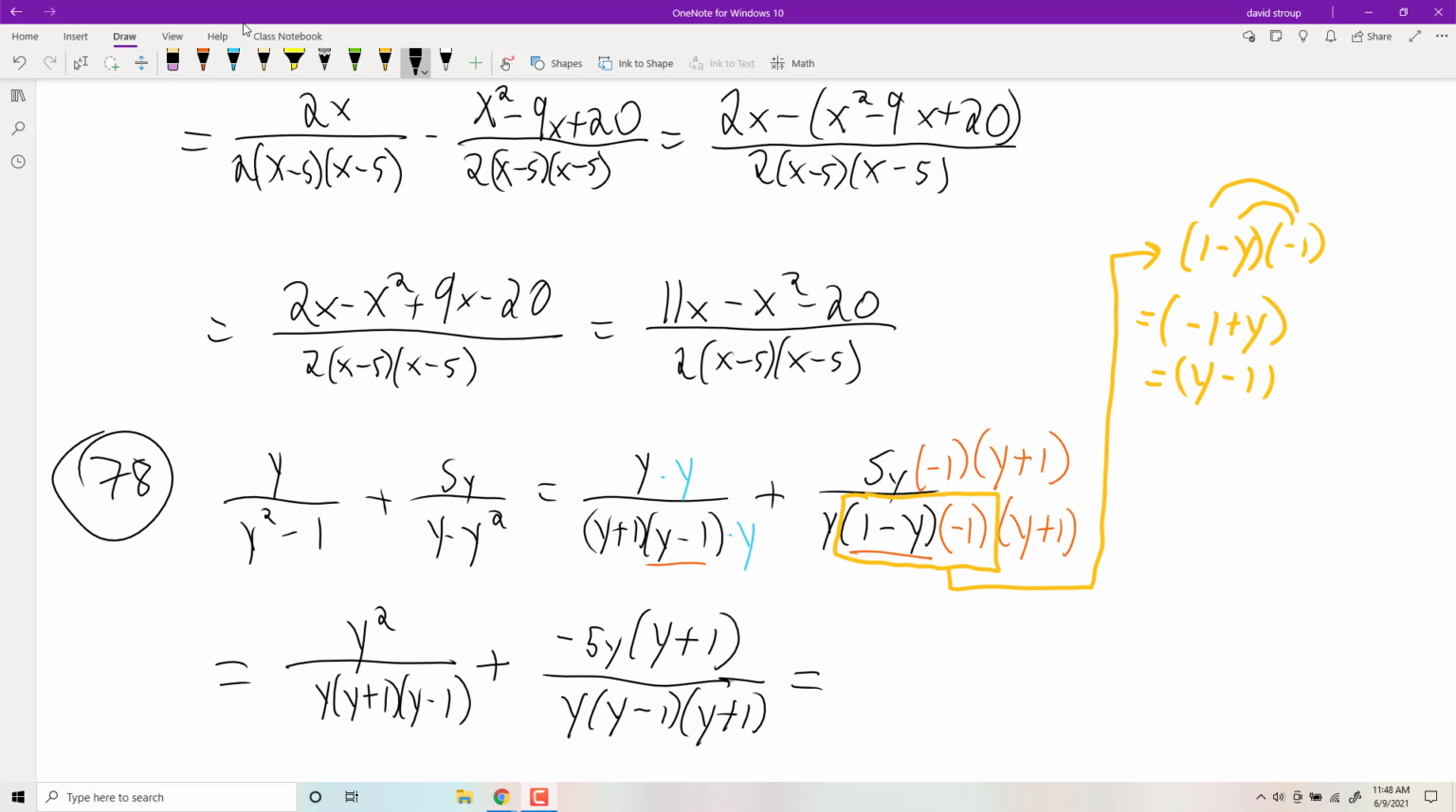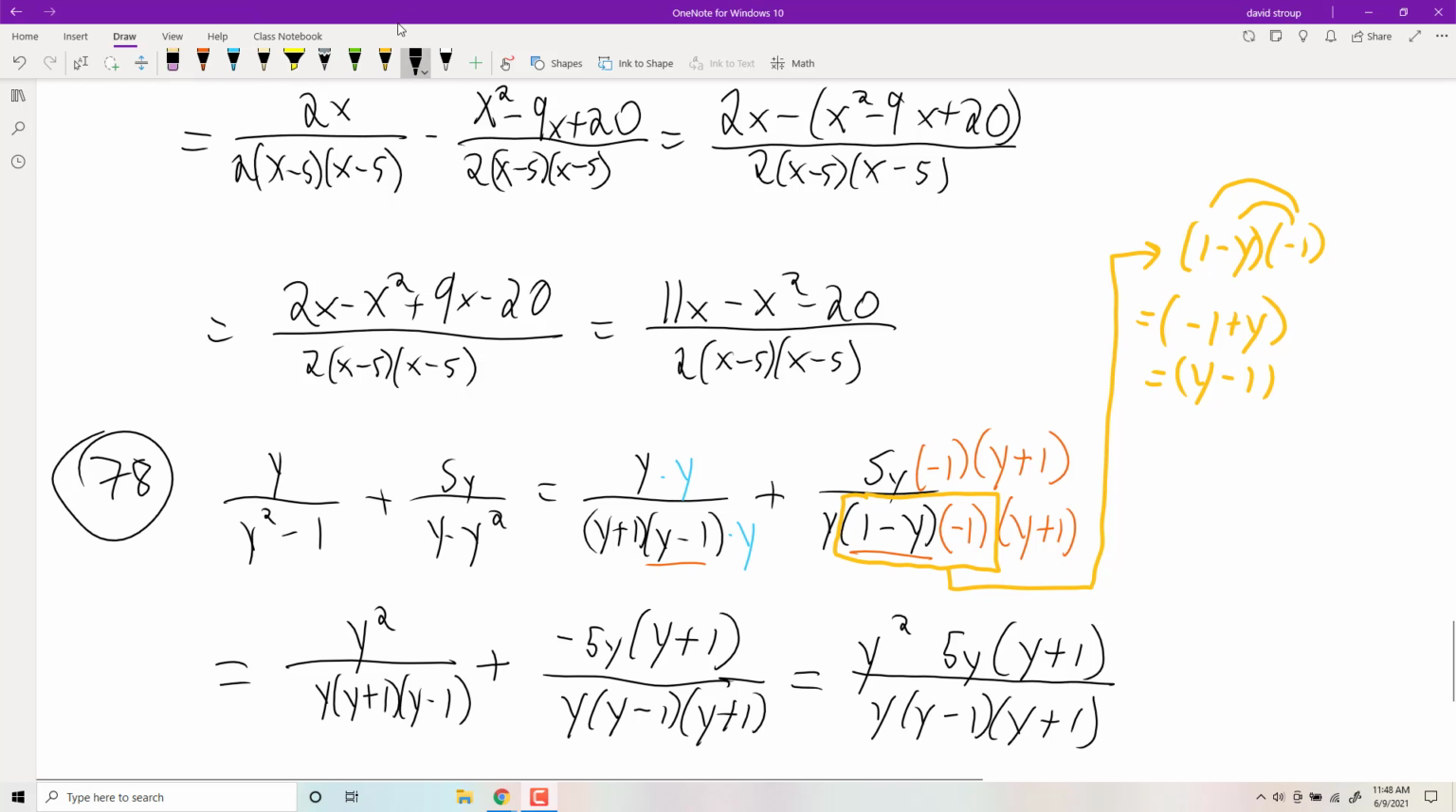So you get y squared minus 5y times y plus 1. Or if you'd rather, you could write y squared plus negative 5y times y plus 1. It doesn't really matter. There's the common denominator.